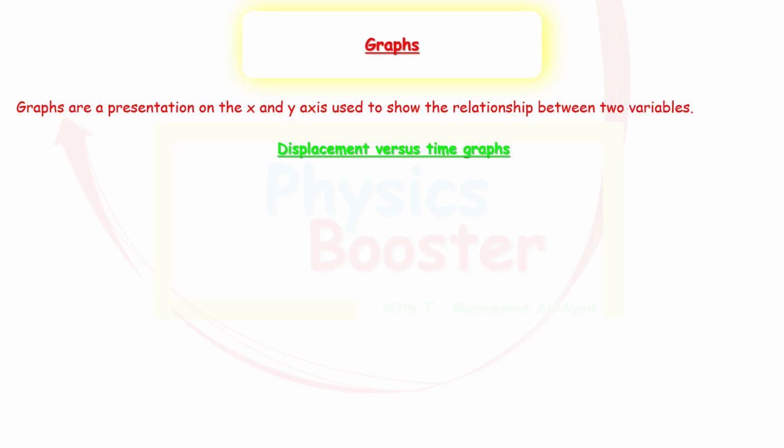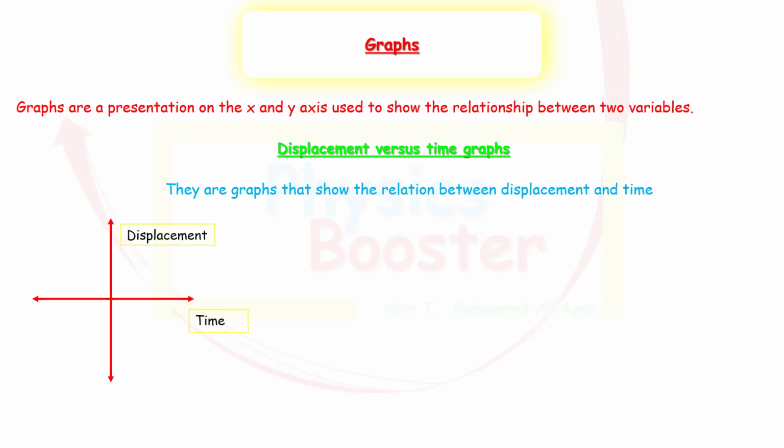So let's start with displacement versus time graphs. They are simply graphs that show the relationship between displacement and time. That's obvious. Now this is the x-axis and this is the y-axis. Normally the x-axis is for the time and the y-axis is for the displacement, as you can see in this graph. Okay? Now we're going to talk about three types of displacement versus time graphs.